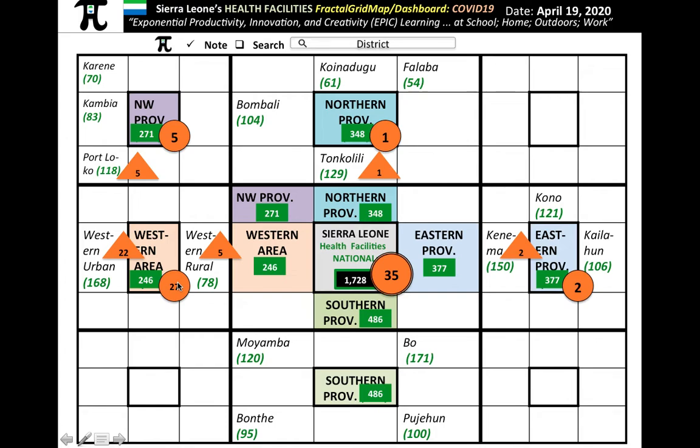And if we click here, we see how each region has the cases at a district level. And we can see that in the western area, there are 22 confirmed cases in Western Urban and 5 confirmed cases in Western Rural. These two make up the 27 cases.